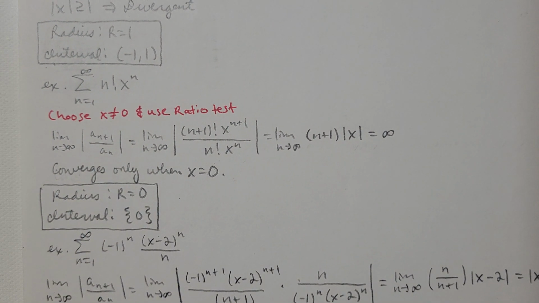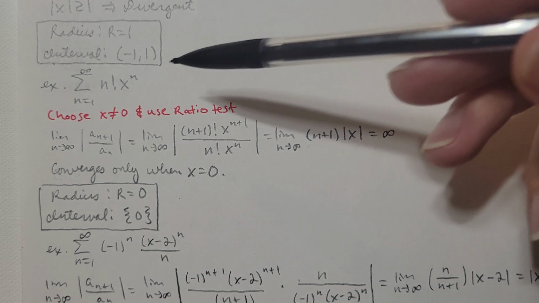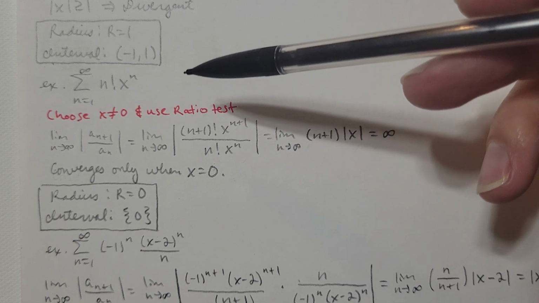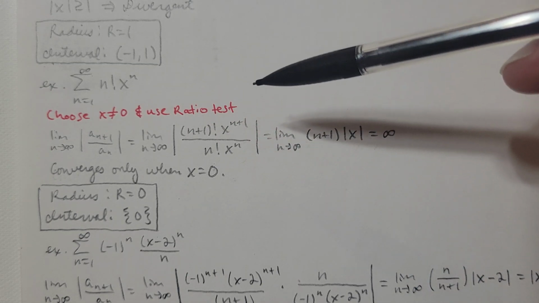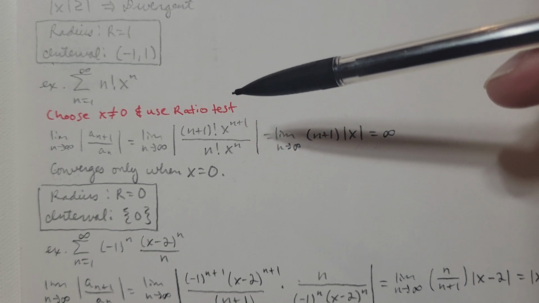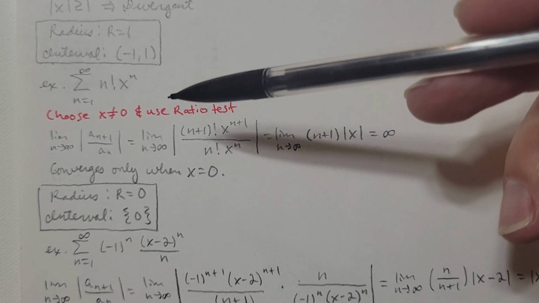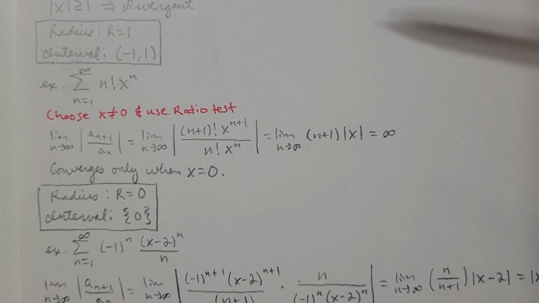Let's take a look at another example. What if I have the sum as n equals 1 to infinity of n factorial times x to the n? Well, first consider x equal to 0, because if x is 0, you're adding up 0 infinitely many times, and the grand total there is 0. So x equal to 0 is going to make this a convergent series. So what if x is not 0?